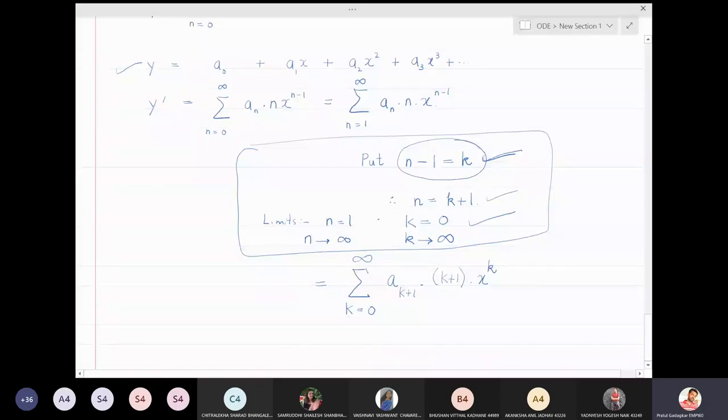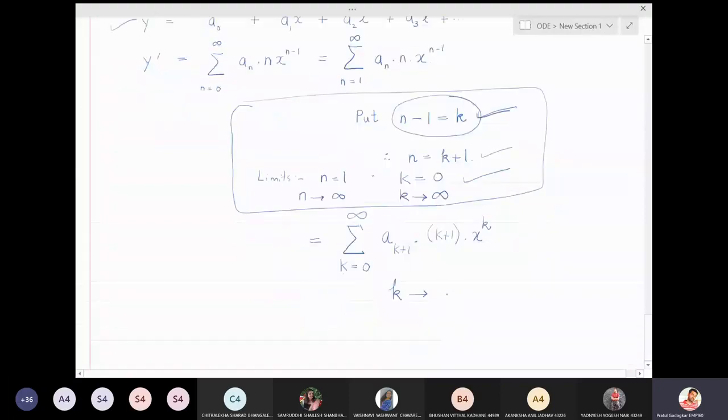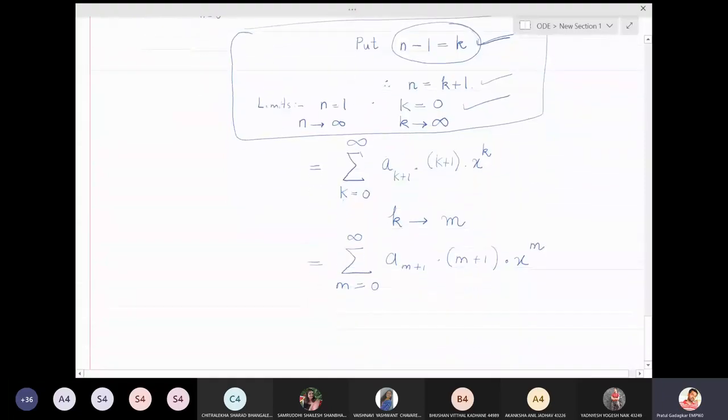And this k is going to change. If I replace this k by any other variable, the meaning still remains the same. I mean to say that if I replace this k by m, the expression will look like the sum over m going from 0 to infinity of a m plus 1 into m plus 1 into x raised to m. So k is just replaced by m, and I can replace k by any other variable.